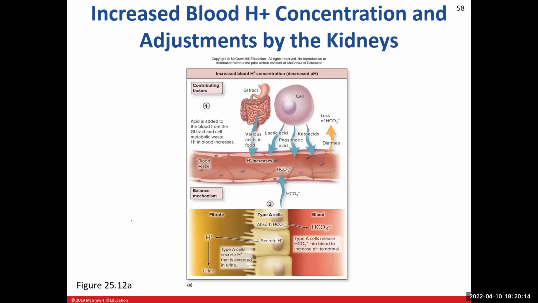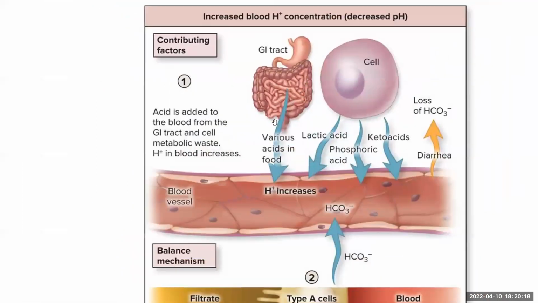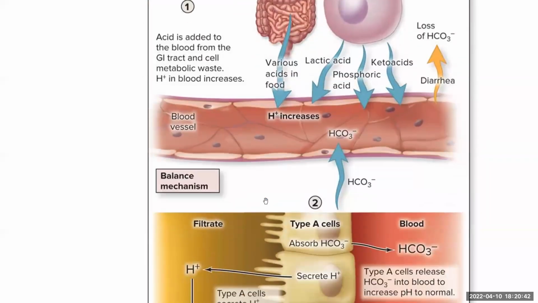So this picture is a lovely picture showing us our diet, high in foods that, when digested, are going to cause an increase in hydrogen ion concentration in our blood. And then also all these various metabolic processes that go on in our cells that are also going to put hydrogen ions into the blood. And then a loss of bicarbonate from diarrhea will also increase the hydrogen ion concentration in our blood.